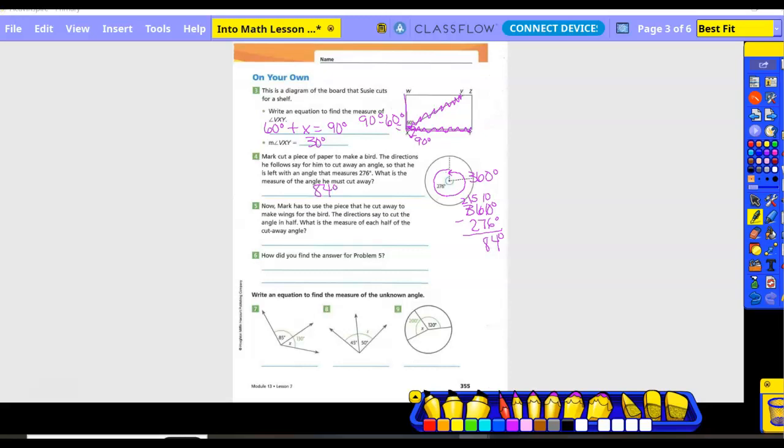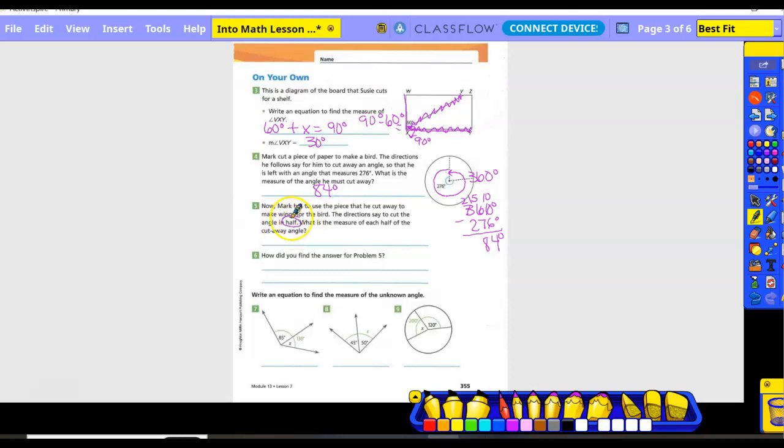Okay. And then does it look like it's a little less than a right angle? Yes. Yep. And would 84 degrees go with that? Yes. Yep. Number 5. Now Mark has to use the piece that he cut away to make wings for the bird. The directions say to cut the angle in half. What is the measure of each half of the angle he cut away? So what did we get for an answer on 4? 84.